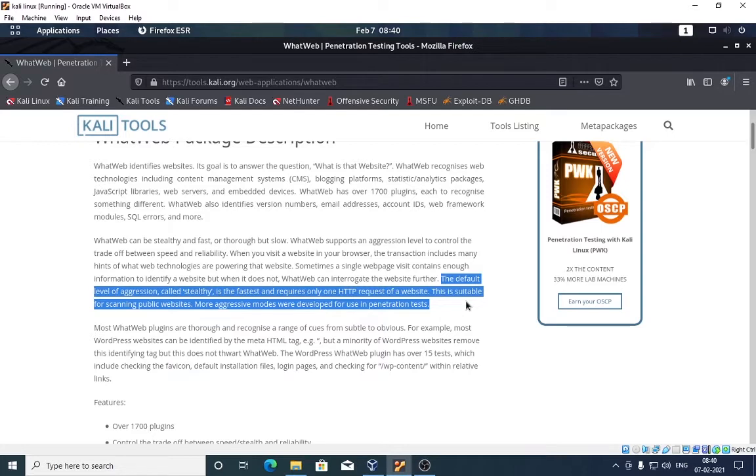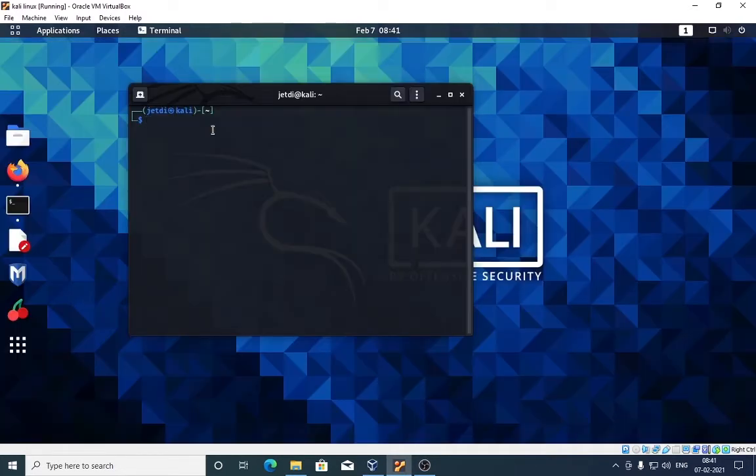The default scan is stealthy. This tool has three scan modes. First one is stealthy, second one is aggressive, third one is heavy. Why can we only use stealthy? Because on the publicly available internet, we are allowed to use stealthy tools, because it uses only one HTTPS request for our target.